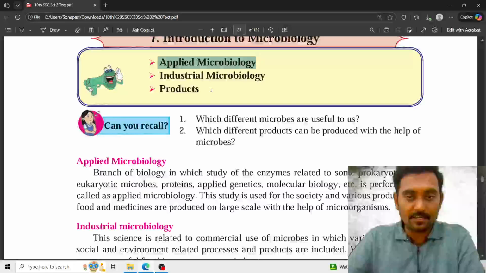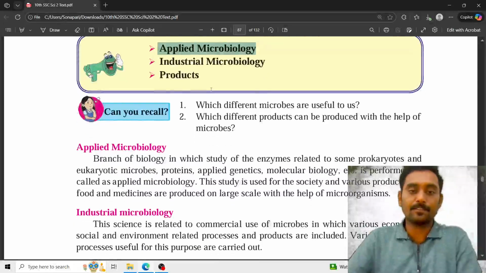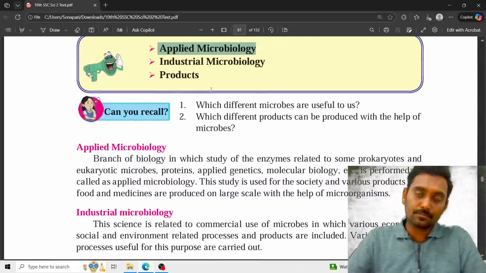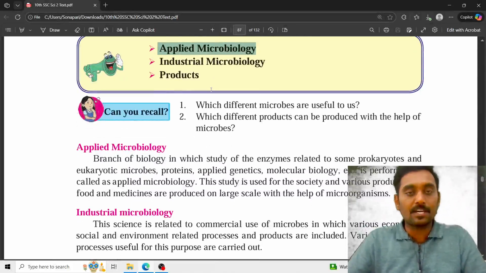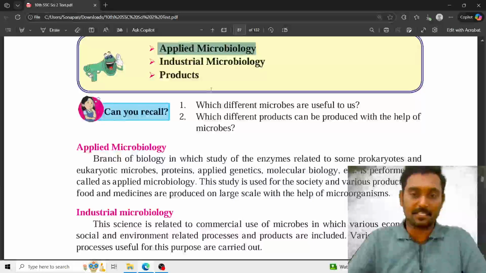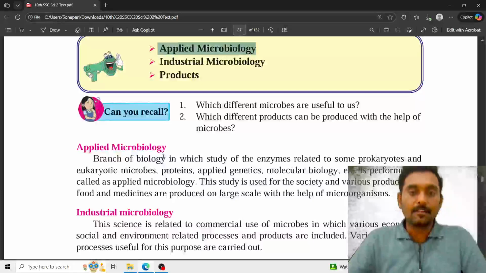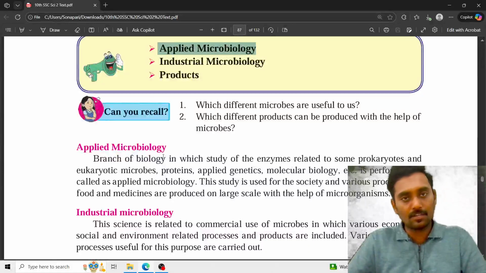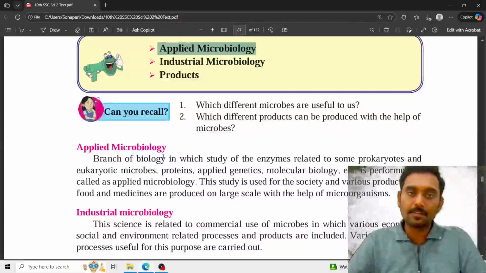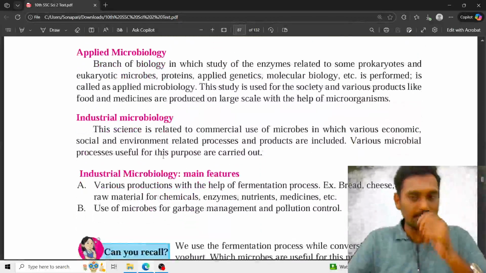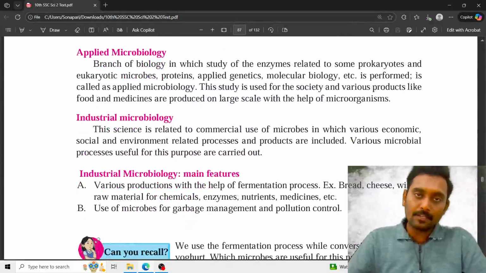What is meant by industrial microbiology? The enzymes or the microbes which are used for commercial purposes on a broad scale, for various economic, social as well as environmental related processes and their products, that is called industrial microbiology. Now you got it, what is meant by microbiology. Then we will take some examples.